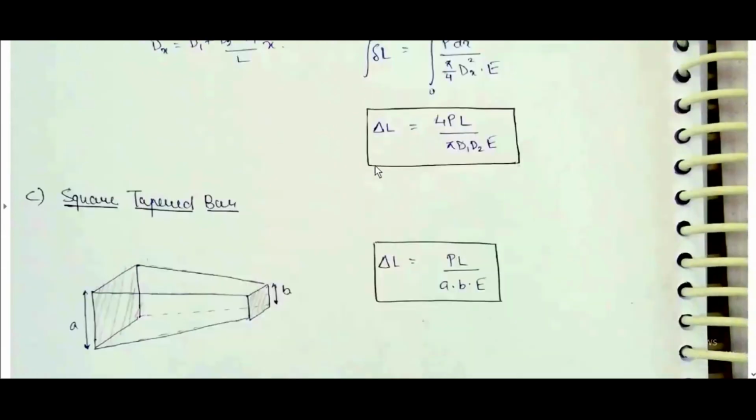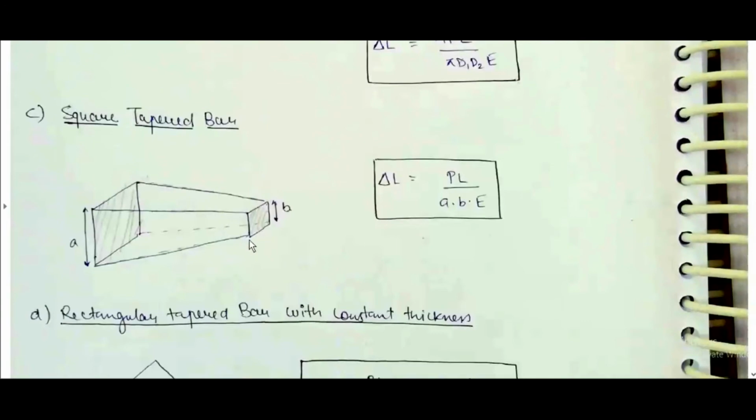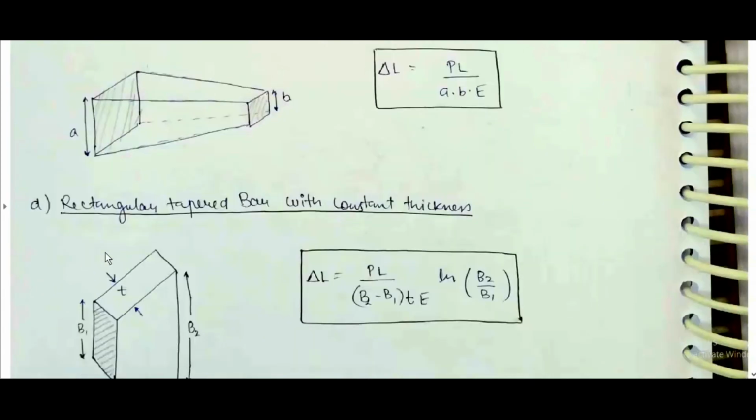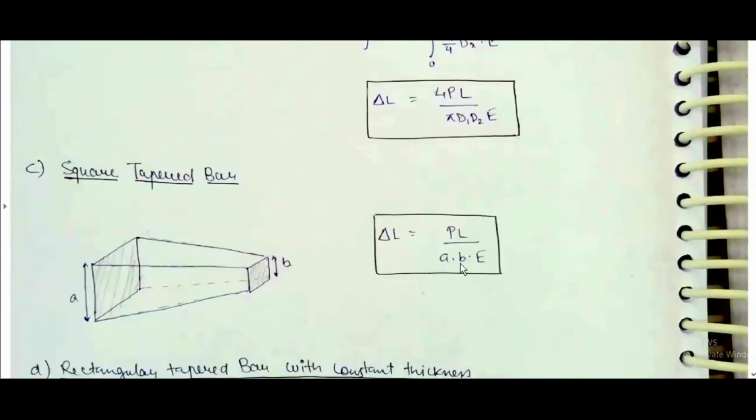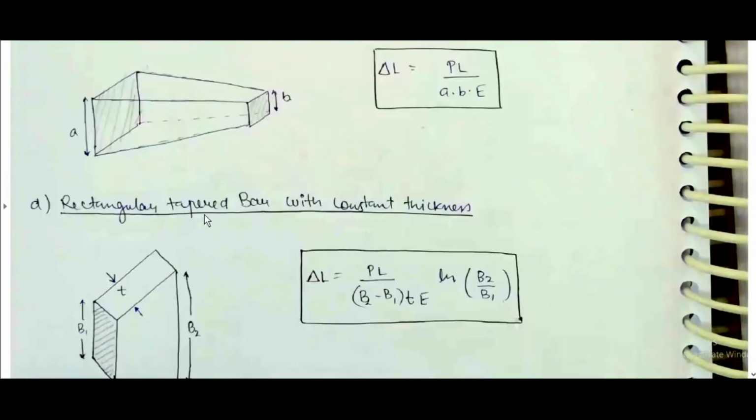Square tapered bar, similar process: we have to take the width at a point, then we will get delta L is equal to PL by ABE. If you want, you can cross check by replacing A is equal to B. Here also D1 is equal to D2. We will get the same as before.